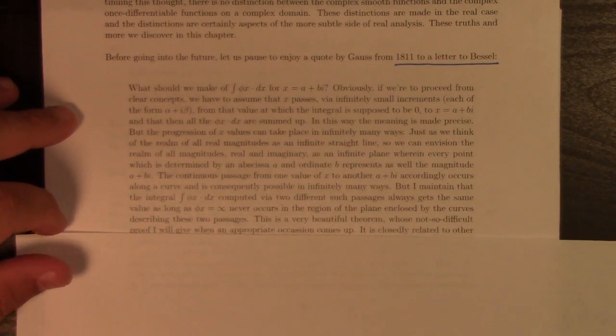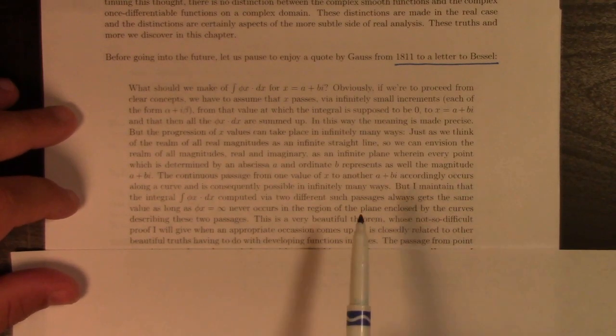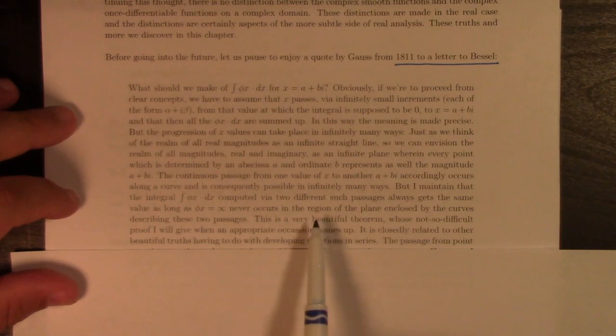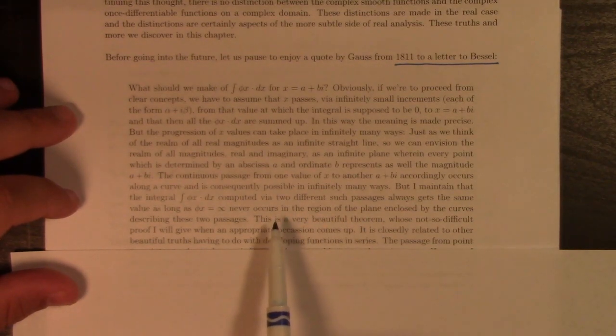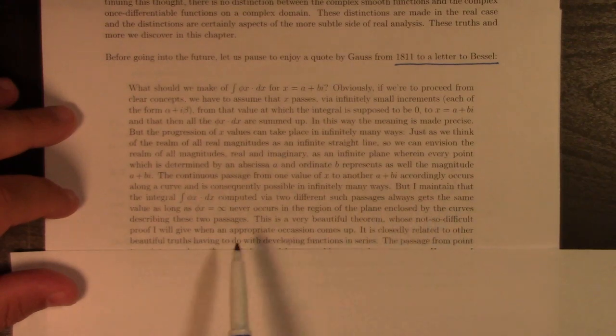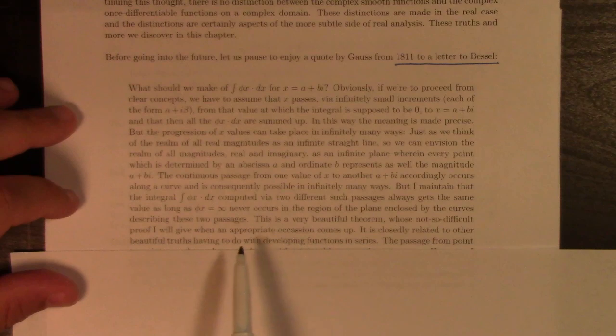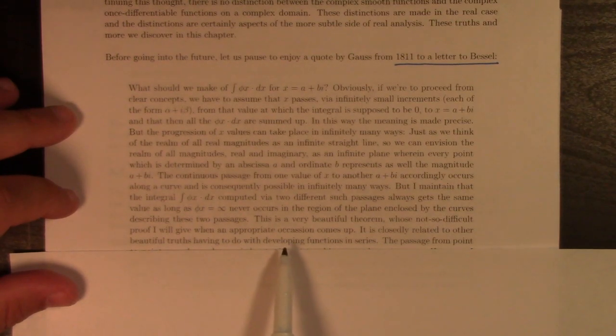Oh no, don't tell your professors Gauss said something was equal to infinity. Oh my goodness, look at this. How dare he. Never occurs in the region, he must not know anything. Sorry, it's Gauss, what am I saying? And the region of the plane enclosed by the curves describing these two passages. This is a very beautiful theorem, whose not so difficult proof I will give when an appropriate occasion comes up, and closely related to other beautiful truths having to do with our developing functions in series.